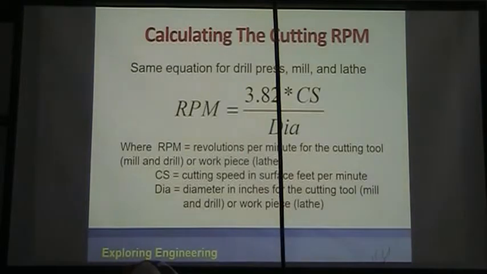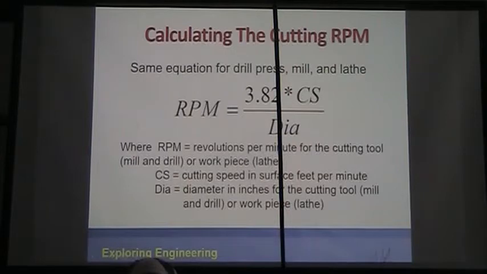Okay, so they're saying that the equation is for calculating the cutting RPM. We use the same equation for a drill press, a mill, and a lathe. So our RPM equals 3.82 times our cutting speed divided by the diameter.